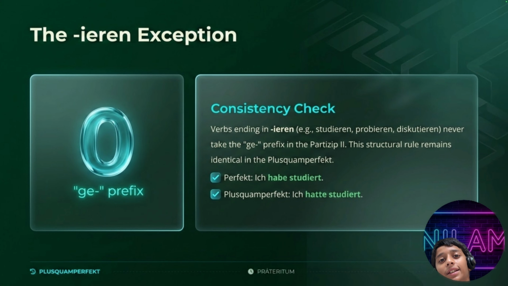One more consistency check, and this one's nice and easy. Verbs ending in -ieren, like studieren, probieren, diskutieren, never take the ge prefix either, in any perfect family tense. So ich habe studiert in the perfect becomes ich hatte studiert in the Plusquamperfekt. Same rule, same missing ge, just an older auxiliary. If you have internalized this rule from the regular perfect tense already, there's genuinely nothing new to learn here. It straightforwardly carries over.